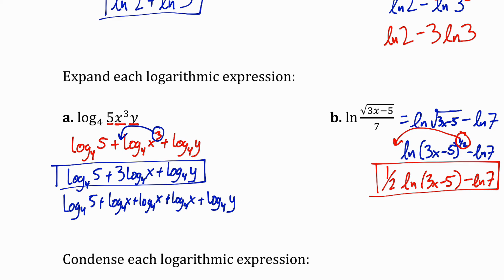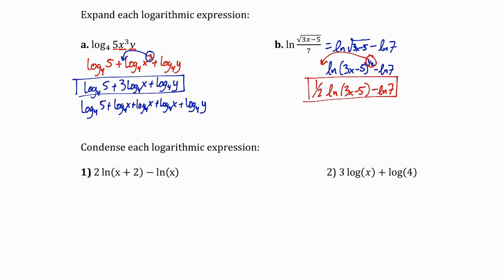Now the last part here, we're asked to condense these two logarithmic expressions. So number one, we've got 2 times the natural log of x plus 2, minus the natural log of x. What I'm going to do on that one is we're going to use the properties in reverse. We're going to take the separate things and combine them into one. So using the opposite of the power property, I'm going to take that number out front and move it back into an exponent. So we have natural log of x plus 2 squared minus natural log of x.